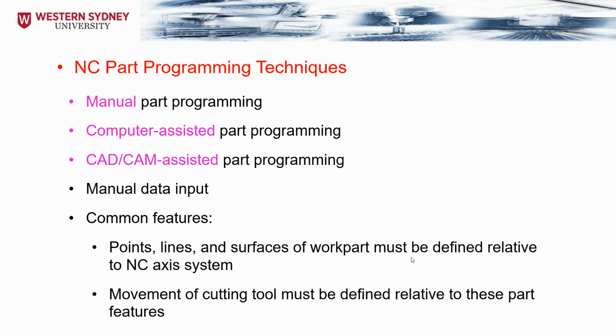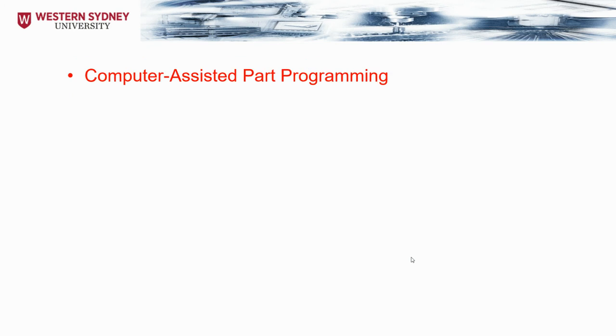Common features we are going to have for the numerical control part programming is that the points, the lines, and the surfaces of the work parts must be defined relative to the numerical control axis system. So we need to identify the x and the y, find the datum point, and then find all the relationships between the points. We are going to move our cutting tool between them. So the moving of the cutting tool must be defined relative to these part features.